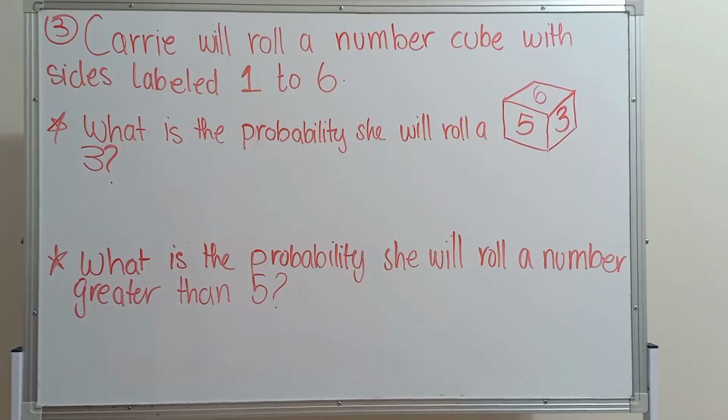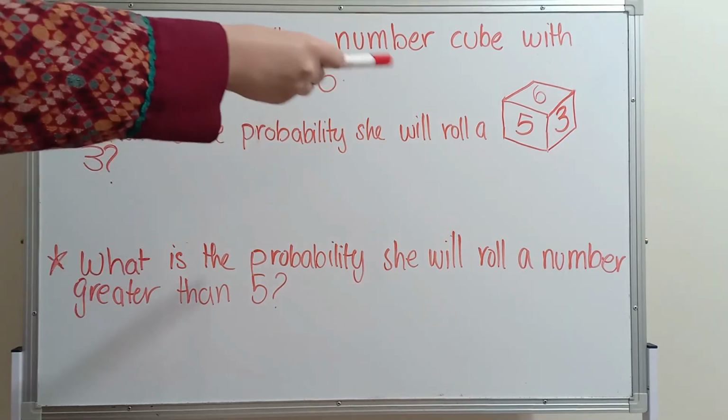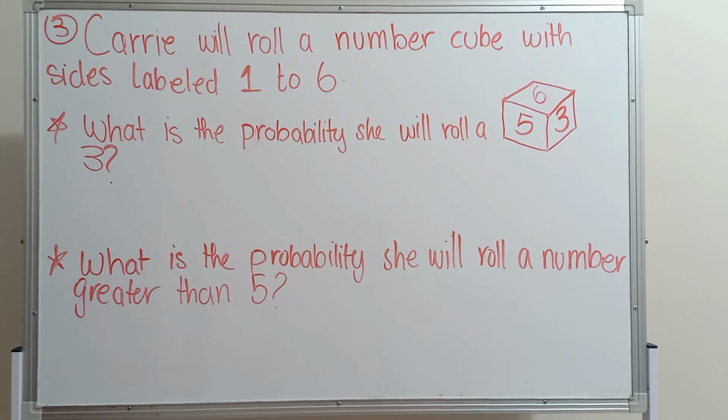So here we have another question. It says, Carrie will roll a number cube with sides labeled 1 to 6. So she is going to roll a cube which has a total of 6 sides. Even though the picture shows 3 sides, there are 3 sides on the opposite side of the picture. So the sides are labeled from 1 to 6, meaning there are 6 sides. We have two different questions. Let's look at the first one: what is the probability she will roll a 3?